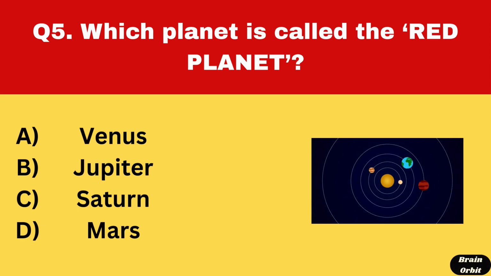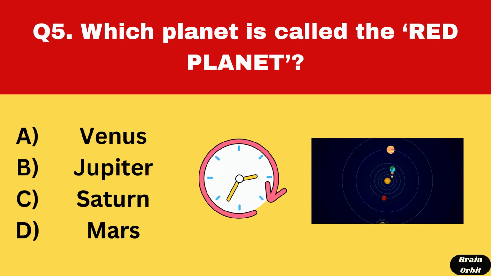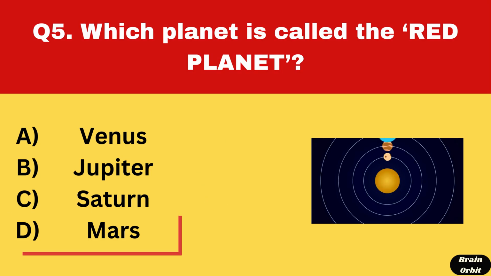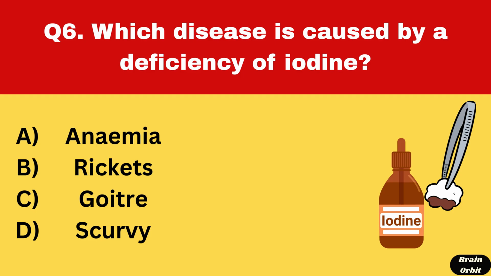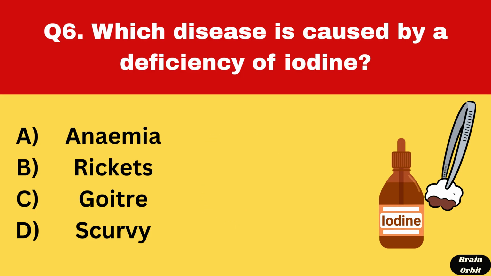Which planet is called the red planet? Right answer option D, Mars. Which disease is caused by a deficiency of iodine? Right answer option C, goiter.